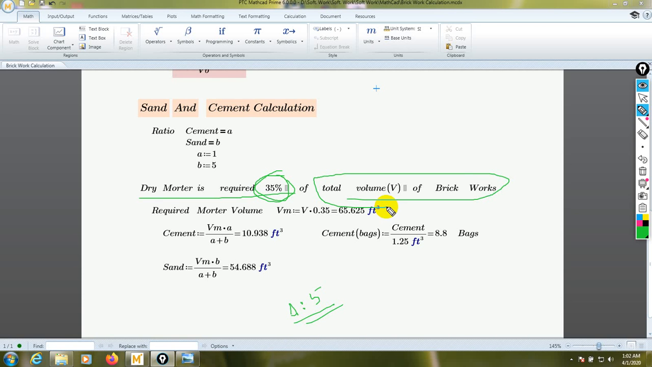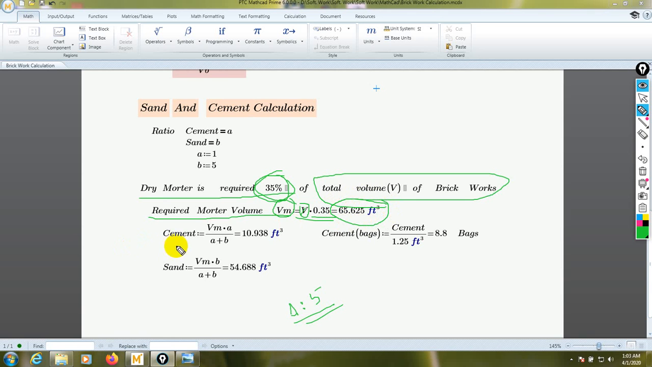And in some countries it's considered 40% of the total brick work. It's up to you, you can change that as per your requirement. After that we'll find the requirement of mortar volume, VM. The volume of mortar is the total volume V multiplied by 35%, 0.35. So our total volume is 65.625 cubic feet.